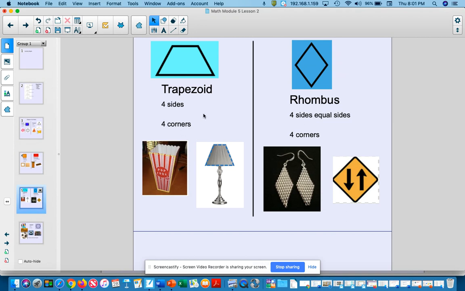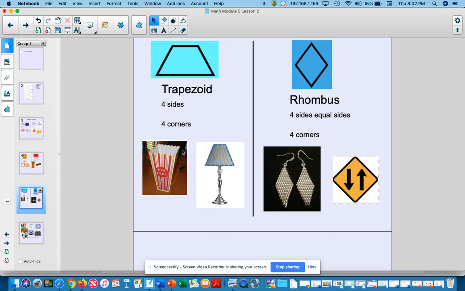The next one we have, you might not have heard this shape. So this is a trapezoid. Take a good look at it so you get to learn it. It has four sides. The sides are not equal. And it has four corners, and that's where the sides are meeting.